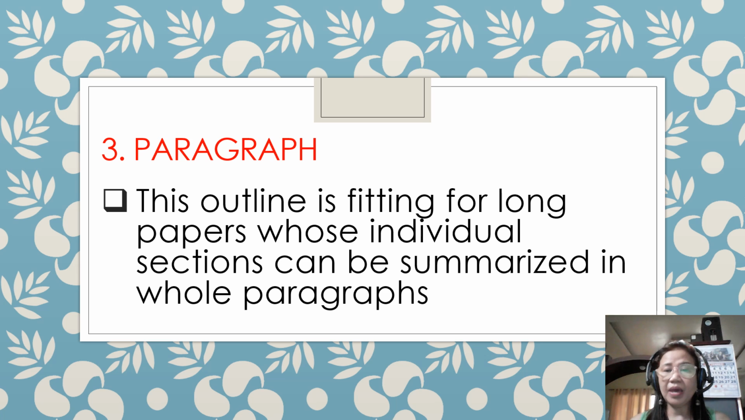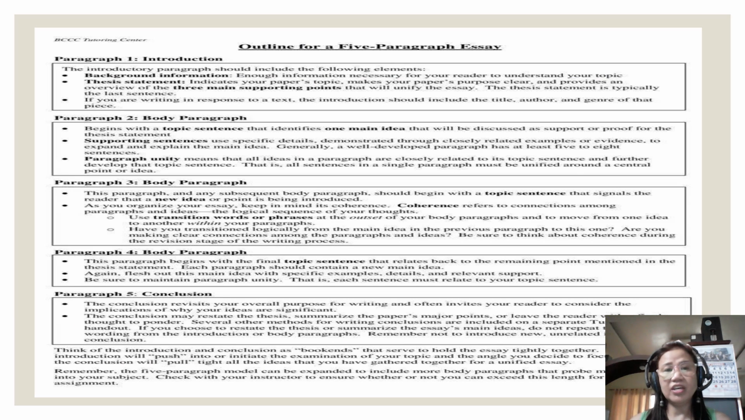Number 3, paragraph outline. This outline is fitting for long papers whose individual sections can be summarized in whole paragraphs. So this is an example of a paragraph essay. This is composed of a group of sentences.